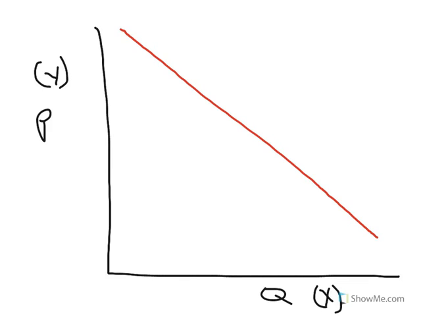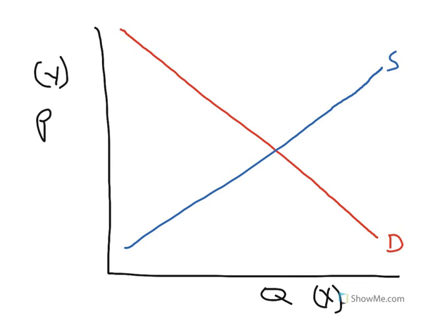We also learned that the law of supply states as the price increases, quantity supplied increases, which means that we would start at the bottom left and move upwards to the right. In math terms, the slope of the supply curve would be positive.